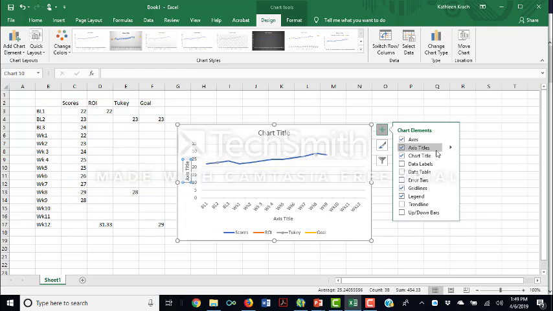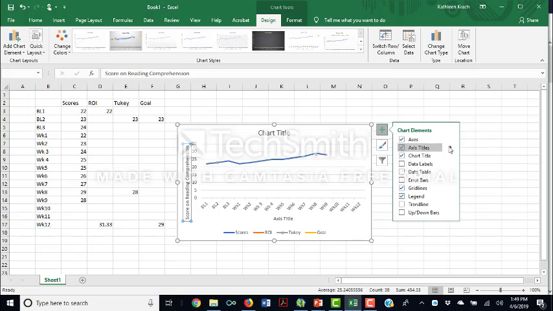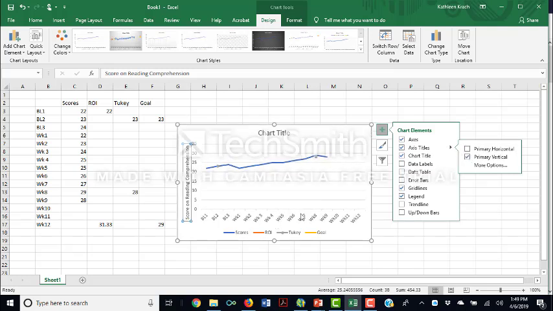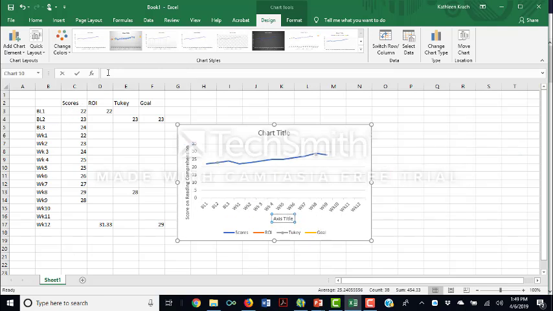So the axis title on the left-hand side here is going to be the score on what I think it was, reading comprehension, right? And then we go back here and we're going to add an axis title, but we want it for the primary horizontal. So that's going to be, oh, we just did primary vertical. So we want it for primary horizontal. It's showing up here. We need to enter it here. And we're going to call that weeks.